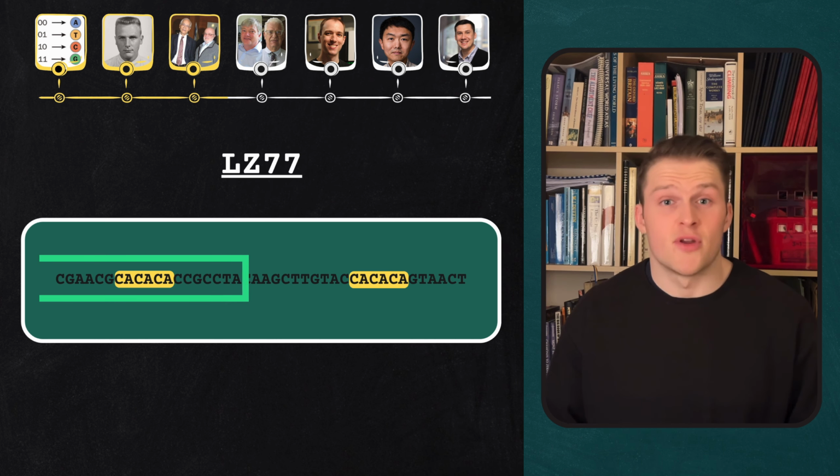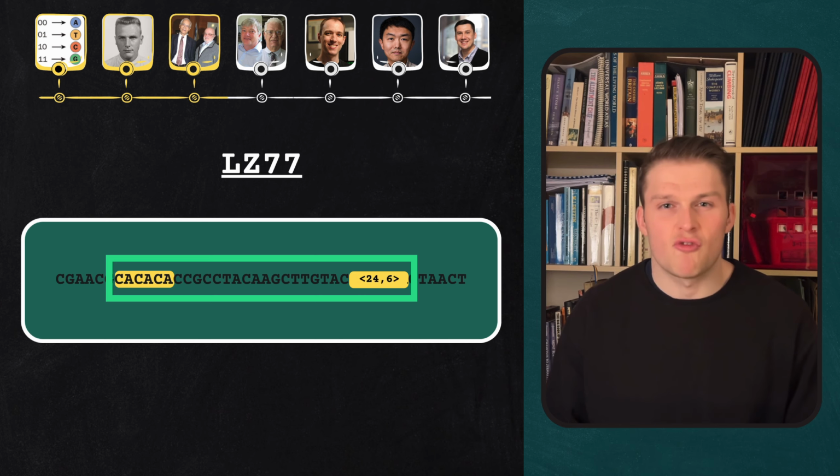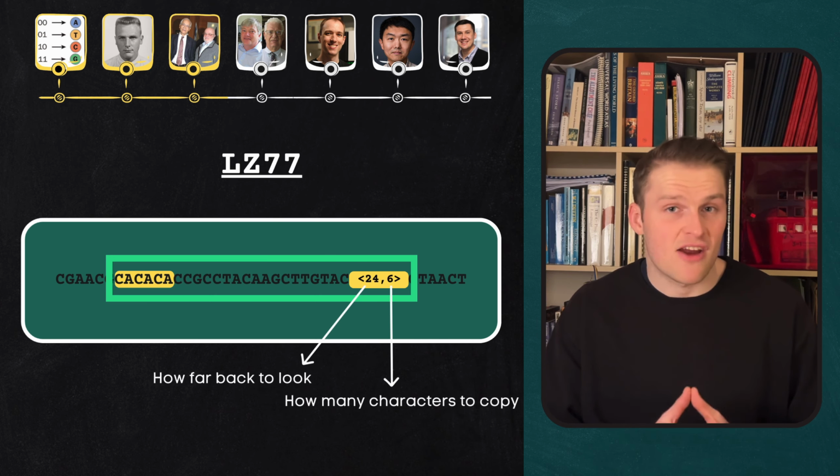Their algorithm, now known as LZ77, works by scanning through data and keeping track of what it's seen before. When it encounters a sequence that has appeared earlier, it replaces the repeat with just two numbers: how far back to look and how many characters to copy.